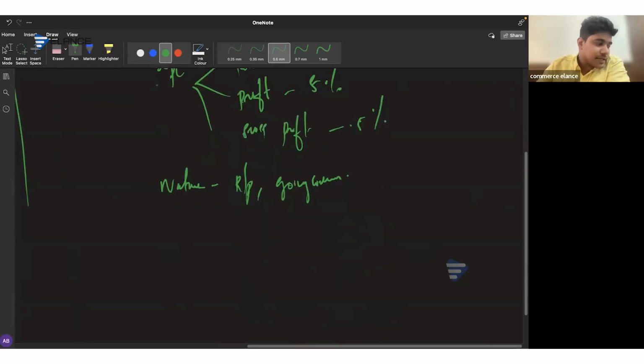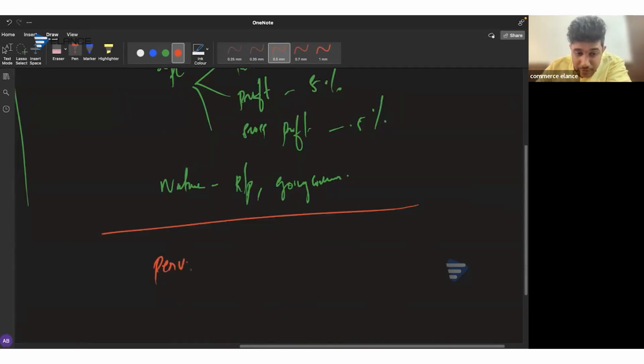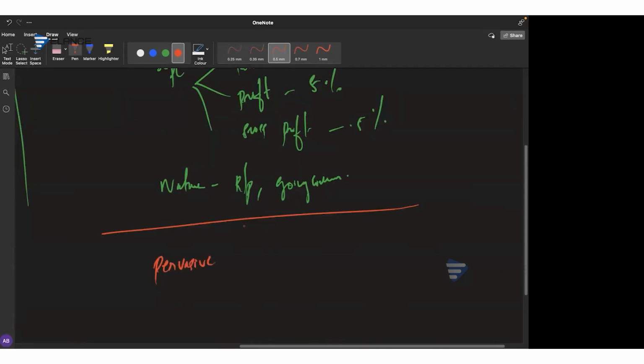Once the materiality is considered, in addition to the materiality, we should also be considering the pervasiveness. So, what do you mean by pervasive?